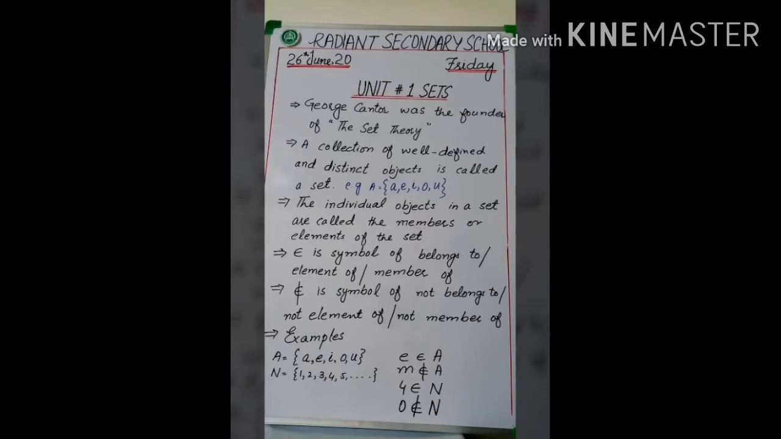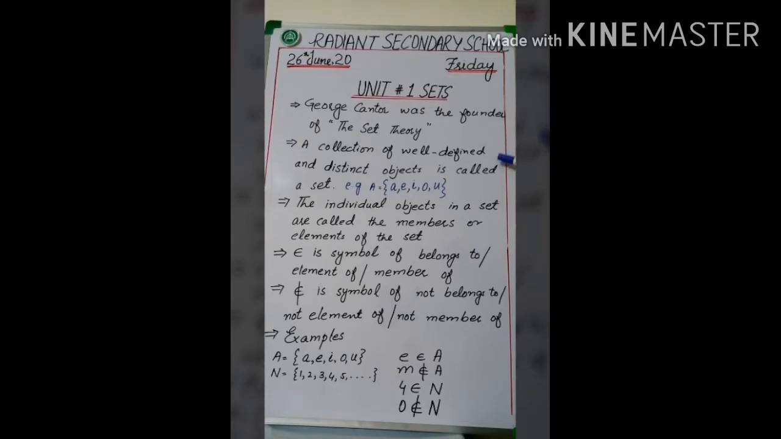Students, as you know, we have finished chapter number 6, that is algebra, and from today we are going to start the new chapter, that is unit number 1, sets. Students, sets is not a new topic for you. In 6th class you have learnt a lot about sets. So before starting the new topics of sets, I will recall or revise some basic points of sets here. As you know, George Cantor was the founder of the set theory.